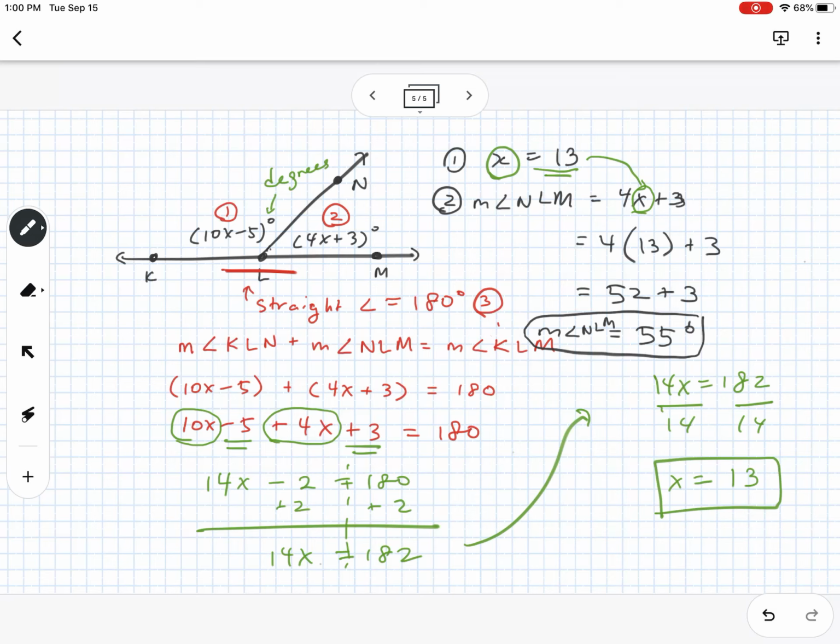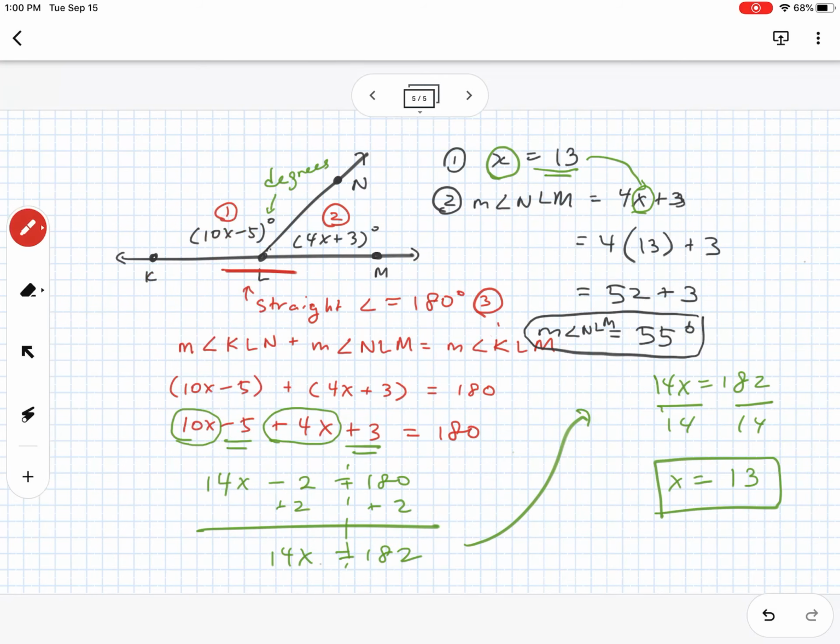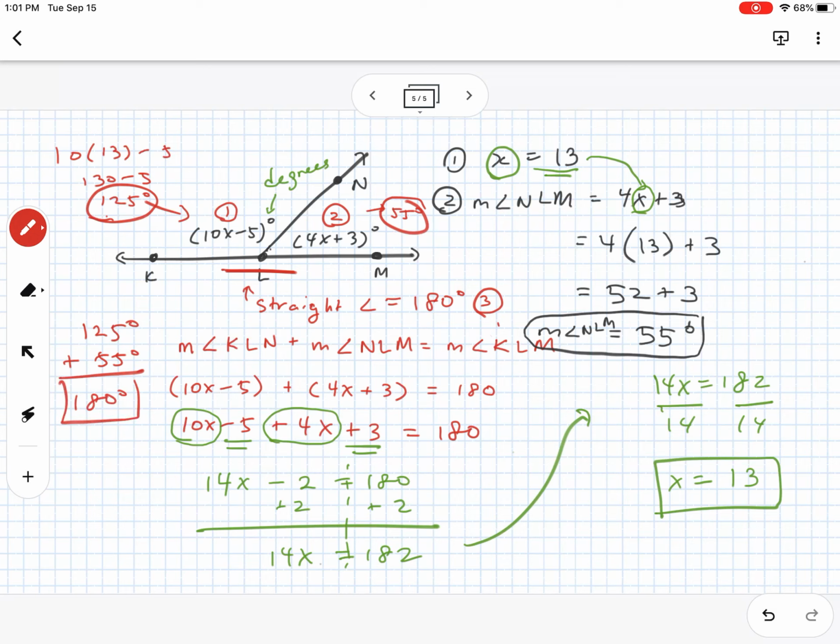So 55, and then this guy here would be 125. And if we just do a quick check just to make sure, let's take our x equals 13 and put that into here. So 10 times 13 minus 5, 130 minus 5, 125 degrees is my answer. So I know that angle 1 is 125 degrees. I know that angle 2 is 55 degrees. And so at the end of the day, when I add 125 degrees to 55, I end up getting 180 degrees, which is the straight angle that we started out with. Okay?